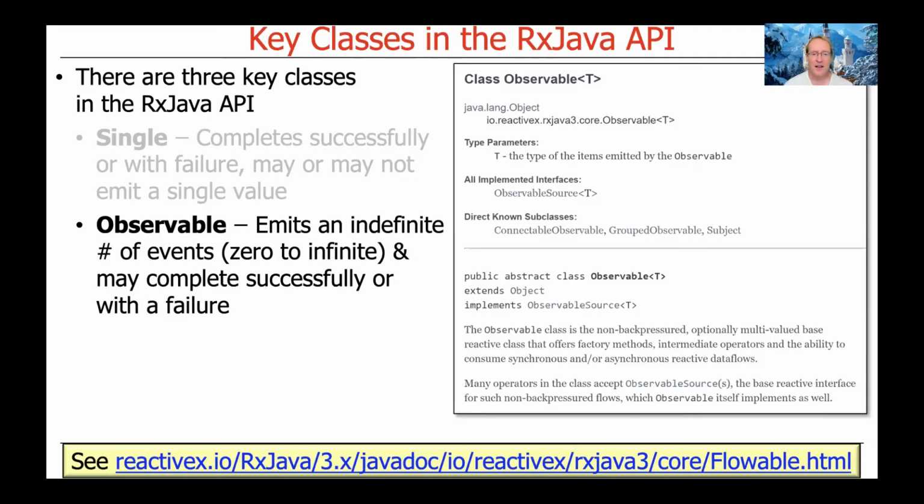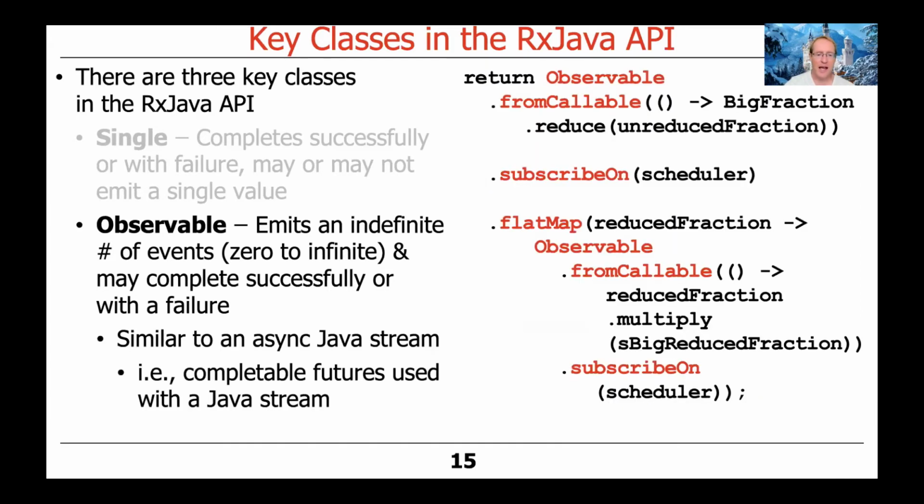So that's a single. Then there's also something called an observable, which can be used to emit an indefinite number of events, which could be 0, could be n, could be infinite, which may complete successfully, or there could be a failure. And this is a bit like an async Java stream. So it's kind of like combining Java streams, Java sequential streams, with completable futures. Not identical, but if you think about it like that, it kind of puts you in the right frame of mind. And we'll take a whole look at a bunch of examples, and you can see that there's operations like fromCallable, subscribeOn, flatMap, and so on.